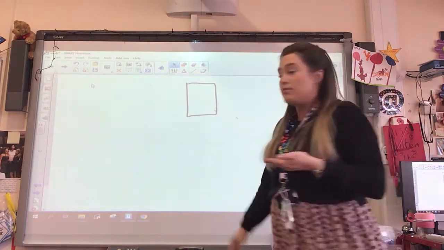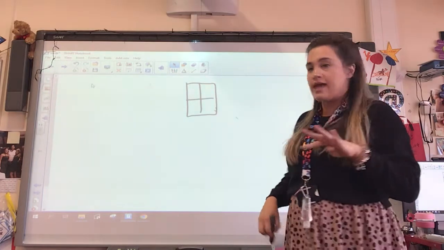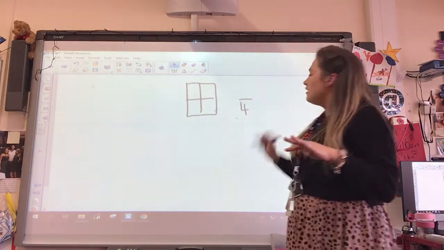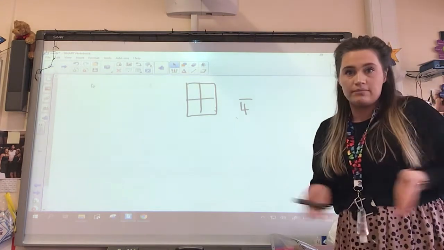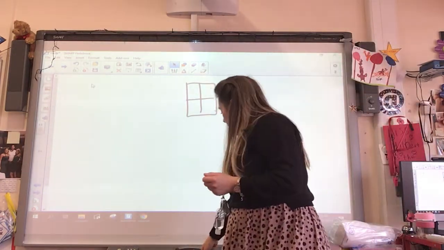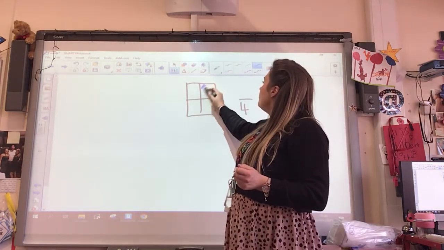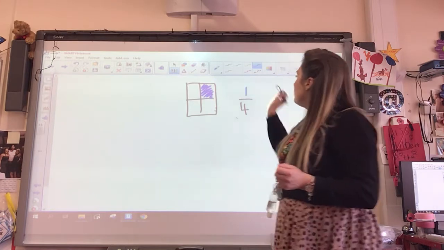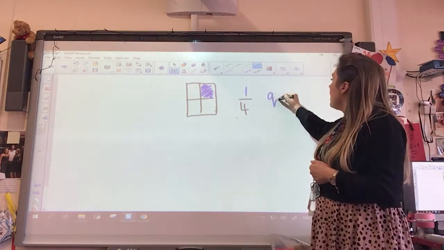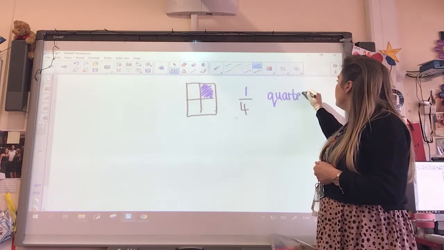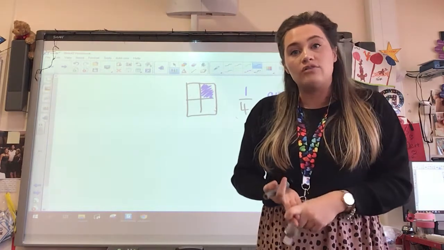I've got a square on the board here, and I've split my square into 4 equal parts. That means my denominator is 4, because that tells me how many equal parts there are altogether. Now I'm going to colour in one of those equal parts, so my numerator is 1. That fraction is called a quarter. We're going to be mainly looking at halves, thirds and quarters.